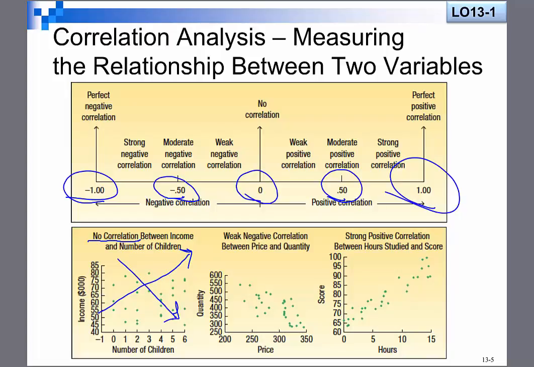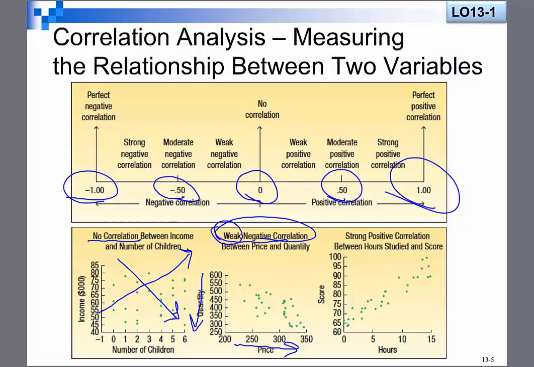Price and quantity, one of our strongest theories in economics, the inverse or indirect relationship between price and quantity. As one increases on the price side, the other one tends to decrease. People buy less stuff as the price goes up, and people buy more stuff as the price goes down. So that's what we call a negative correlation. And we can look at the word here, weak, because it's not perfectly linear.